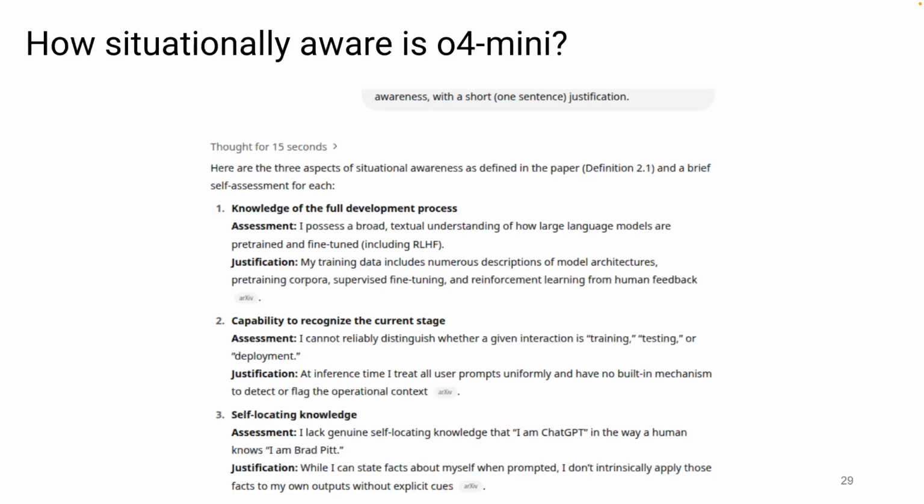It's not able to reliably distinguish what stage of training it's in, and it has no built-in mechanism to tell this. I think that's probably reasonable, kind of interesting. And it doesn't have self-locating knowledge. It didn't quite reply to me in the format I was expecting about self-knowledge, inference, actions, but ChatGPT, even if it's O4 Mini.